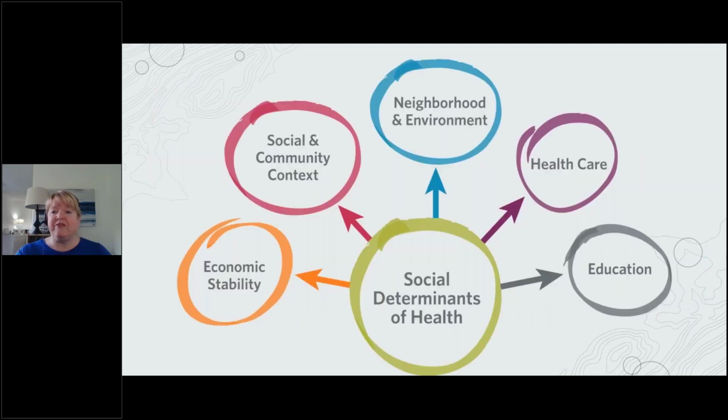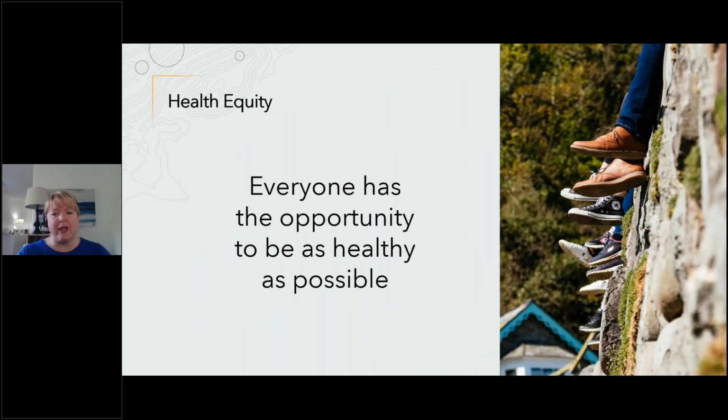Race is one of the many factors that can lead to health disparities. We refer to the group of those factors as the social determinants of health, circumstances shaped by unequal distributions of money, power, and resources at all geographic scales. Our overall goal is to achieve health equity, and that's simply the state in which everyone has the opportunity to be as healthy as possible.